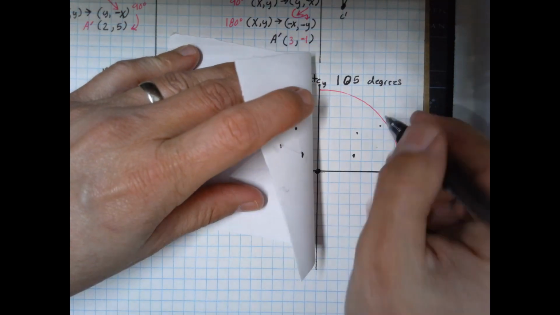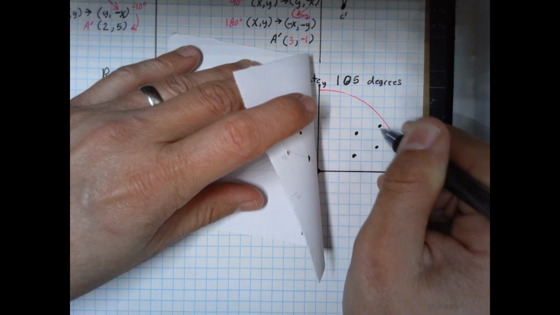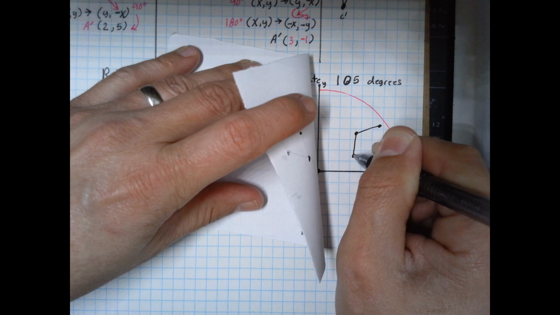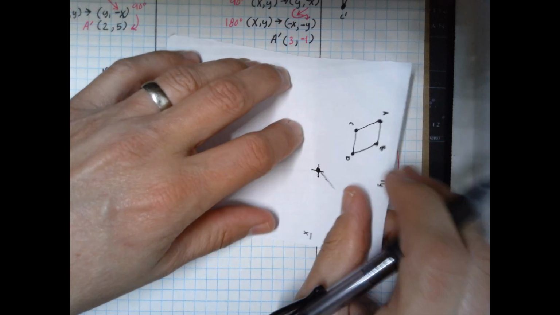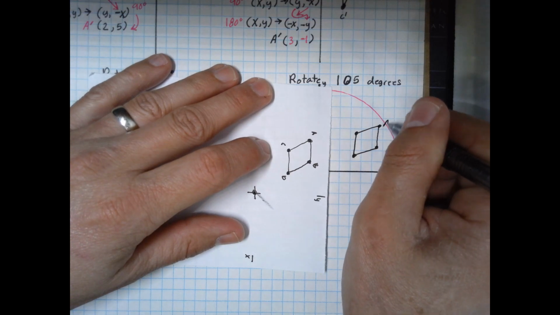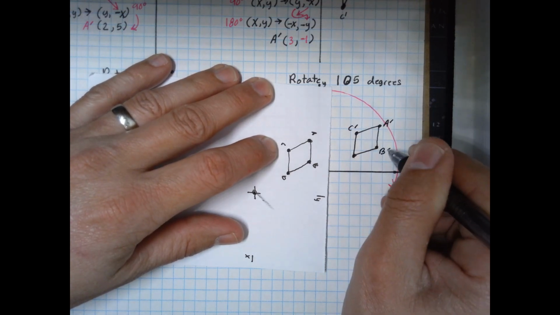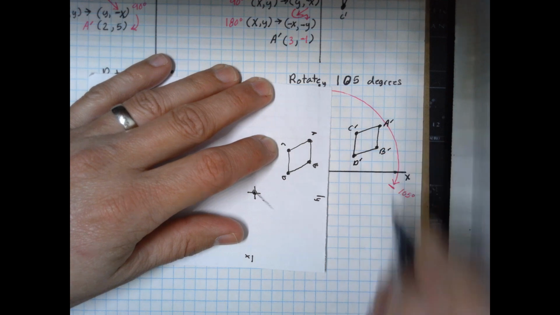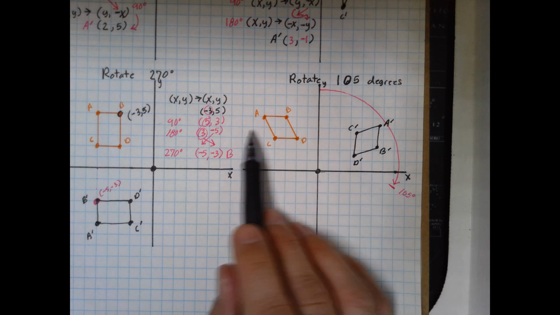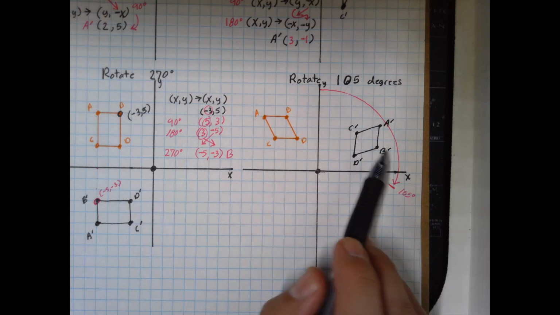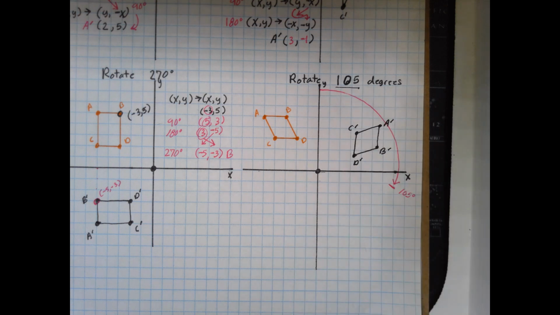And then I'm going to put my points, connect my lines, and write them in. So this is my A prime, that's my C prime, my B prime, and my D prime. So now I have rotated this image. Notice it changed orientation as it curved around, and I have rotated it exactly 105 degrees.